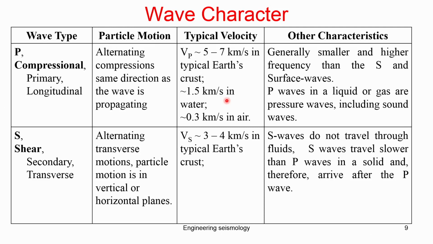If you want to get a Vp and Vs relation, there is a relation derived with respect to the density, Poisson ratio and modulus. So you can convert one wave to the other wave by knowing these kinds of properties.